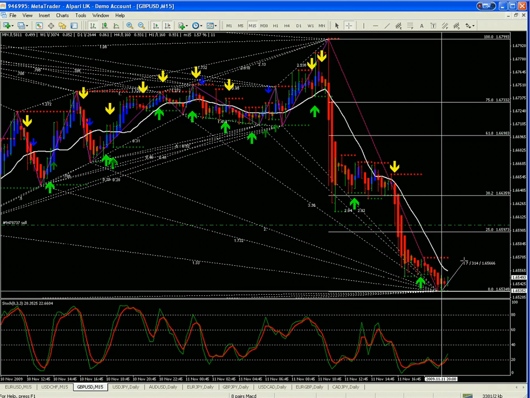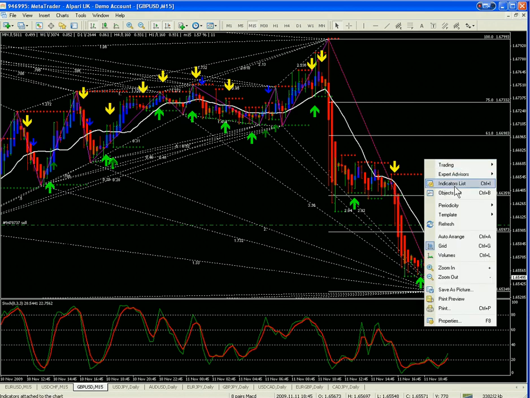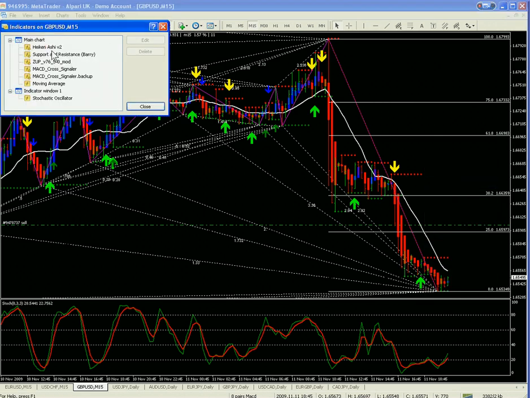Right click on your chart and let's see the indicators that you have there. We use the Heiken Ashi version 2. That's a special custom indicator I posted to the boards on multiple occasions. The same is true of the support and resistance by Barry. I like that one because it tells me how long the fractal high or low has been in existence, how many time periods that it is in place.